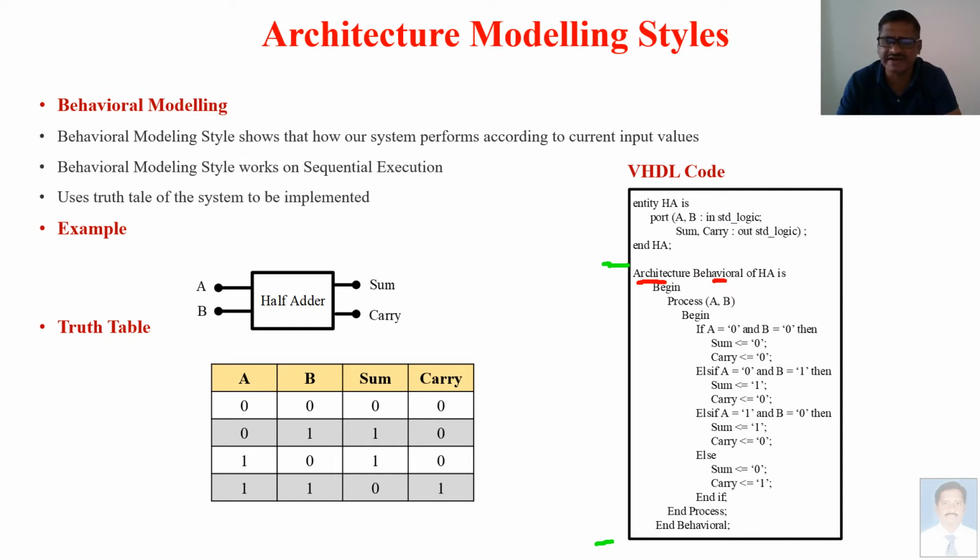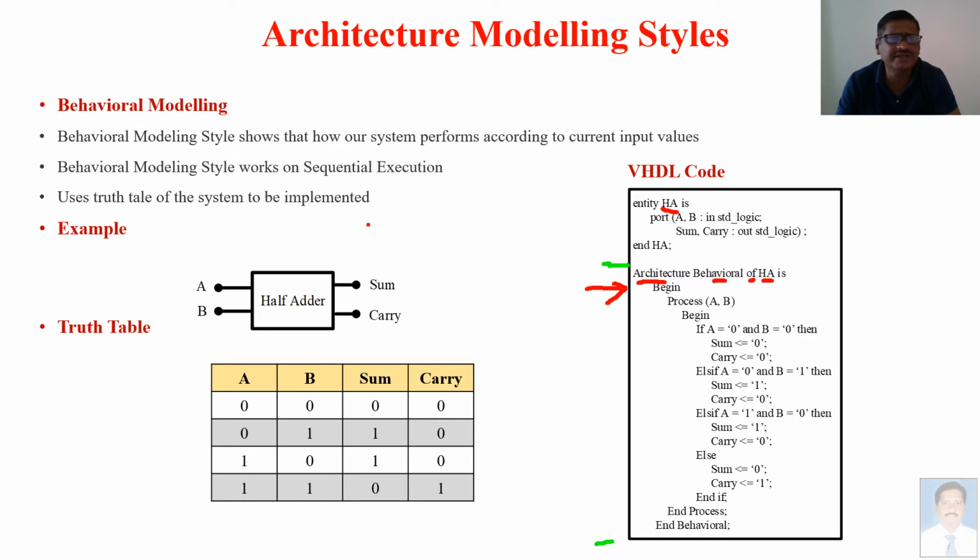This is the identifier. Architecture, followed by the name of the architecture, of, this is a reserved word, and this is the name of the entity. Name of the entity is HA, that's why it is HA. Architecture, followed by the name of the architecture, of the name of the entity, is, and this is the beginning of the architecture. If there are any declarations, those declarations must be before this begin. For this system, there is no declaration.